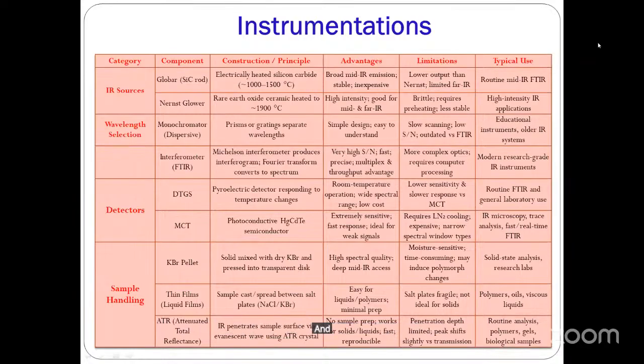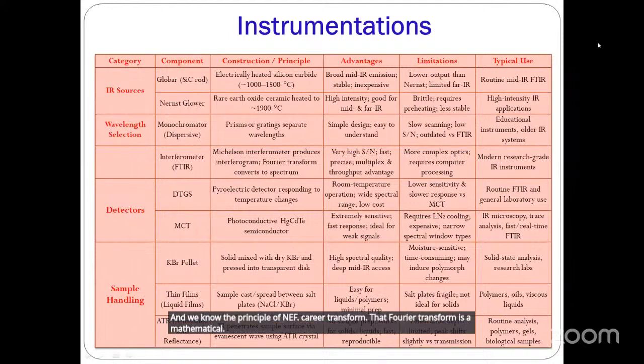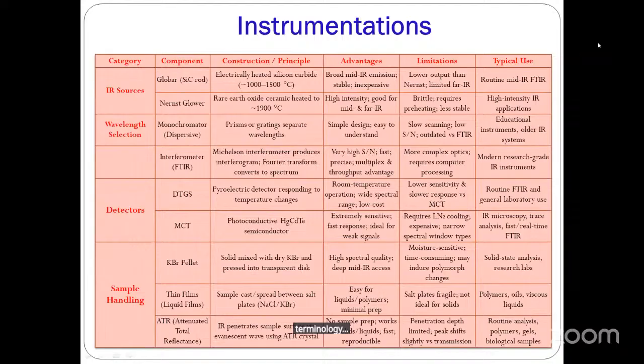And we know the principle of any Fourier transform. That Fourier transform is a mathematical terminology, and that Fourier transform converts signals to spectrum. That is a very important concern. When we talk about FT-NMR, in FT-NMR also, that Fourier transform plays an important role to convert the signal into the spectrum. It is a mathematical model, Fourier transform.